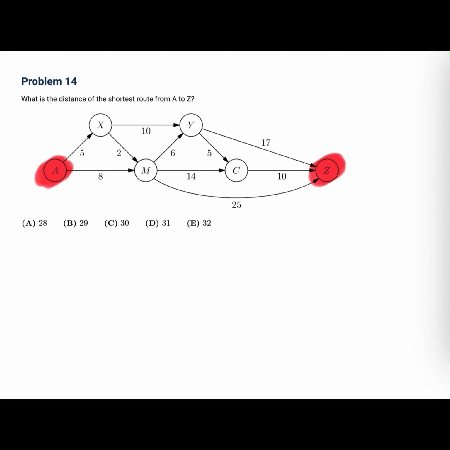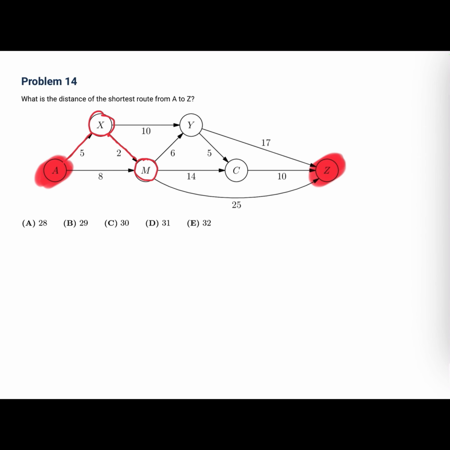Starting at point A, we have 2 options. We can either take the route to X, which is 5 steps, or go to M in 8 steps. X is obviously going to be our shortest path with 5 steps. From X, we have 2 options. We can either go to Y in 10 steps or go to M in 2 steps. 2 steps is going to be our shortest option, so we'll head to M.